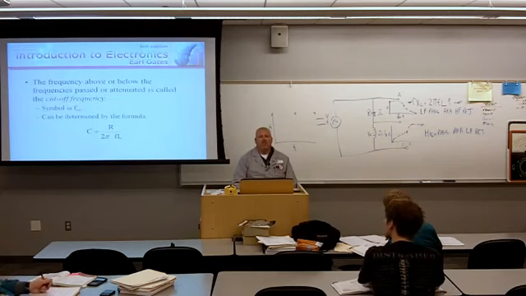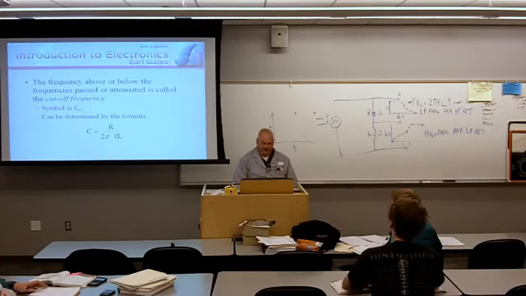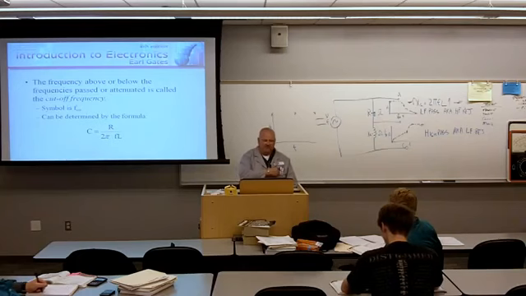The frequency above or below which frequencies are passed or attenuated, that's your $1 million word, attenuated. Attenuate is the opposite of amplify. It's called the cutoff frequency, and the symbol that we use is FCO, frequency of cutoff. This can be determined by the formula.